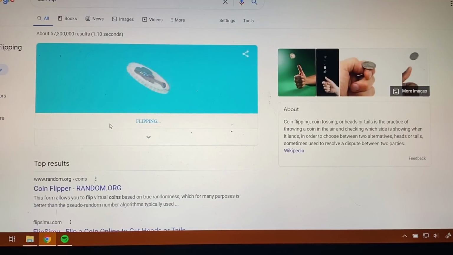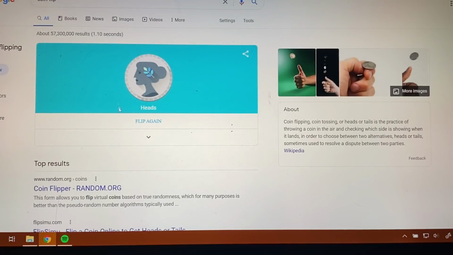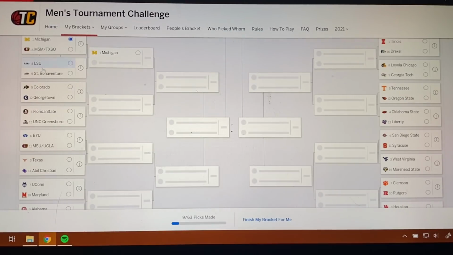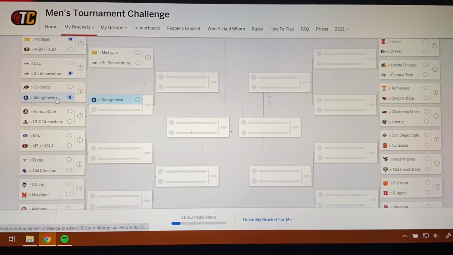Will we have a 16 seed? We do not. We have Michigan moving on past Mount St. Mary's and Texas Southern. Up next, we have LSU and St. Bonaventure. The coin flip has St. Bonaventure moving on past LSU. Then Colorado versus Georgetown. Come on, I want to see upsets across the entire bracket, and we see an upset there. We have 12 seed Georgetown moving on past Colorado.